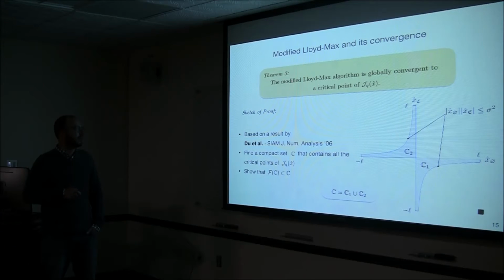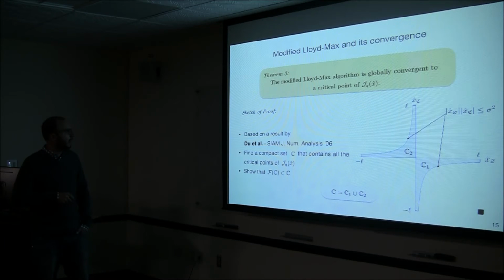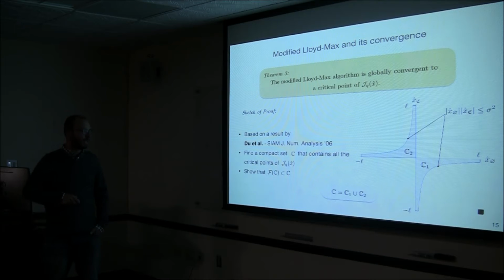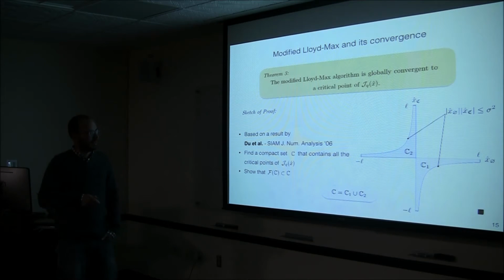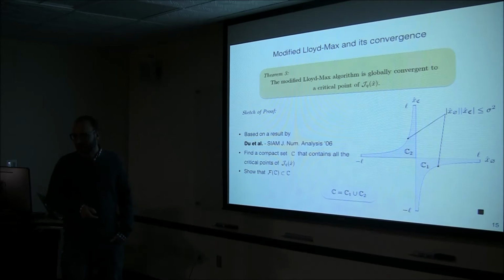It's possible to show that this modified Lloyd-Max algorithm is globally convergent to a critical point of JQ. And the proof is based on a result by Du and collaborators that appeared in the SIAM Journal on Numerical Analysis. And it consists in finding a compact set C that contains all the critical points of JQ, and showing that this set C is invariant to the map F. And it's possible to find such a set. This set is shown here in this figure. It took me a long time to find it, but I did.